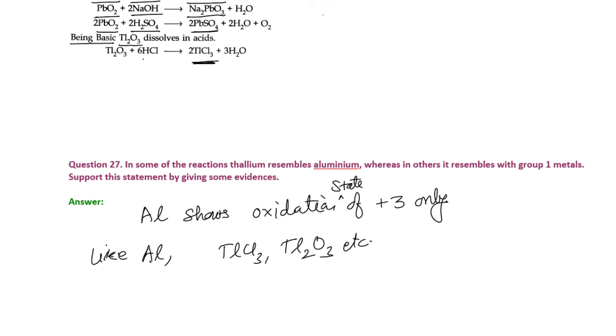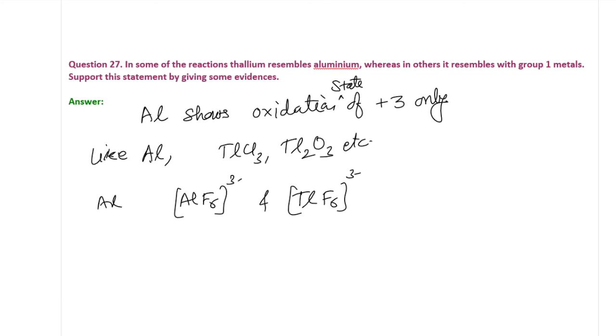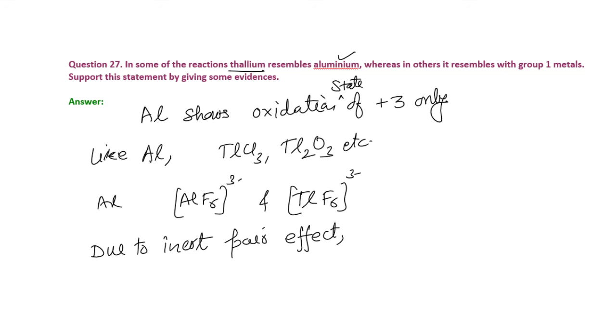And same like aluminium, aluminium can form the octahedral complex AlF6 3 negative. On the same line, thallium can also form octahedral complexes. So in this way, we have given the evidence that thallium resembles aluminium. Now, due to inert pair effect, what is inert pair effect? Reluctance or inability of the s electron pair to take part in chemical combination.